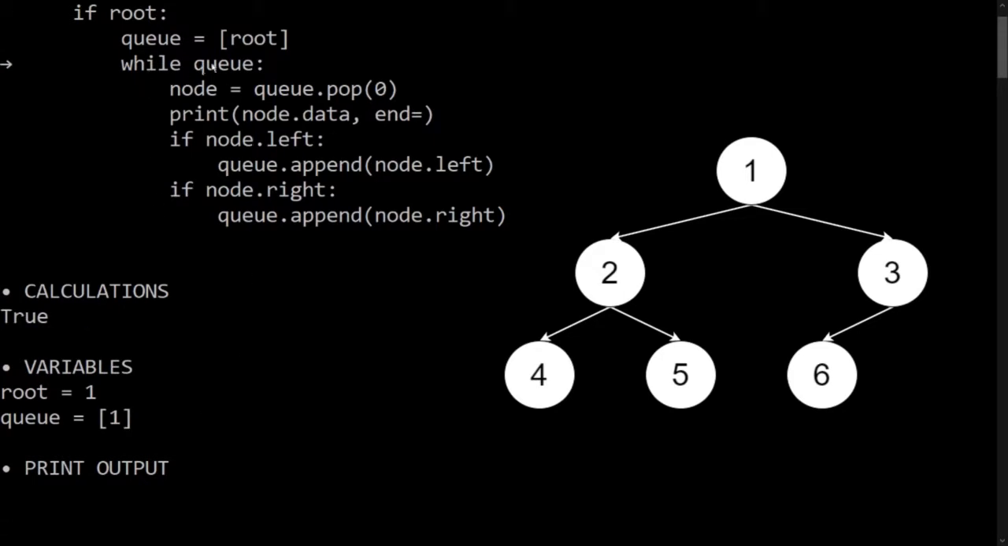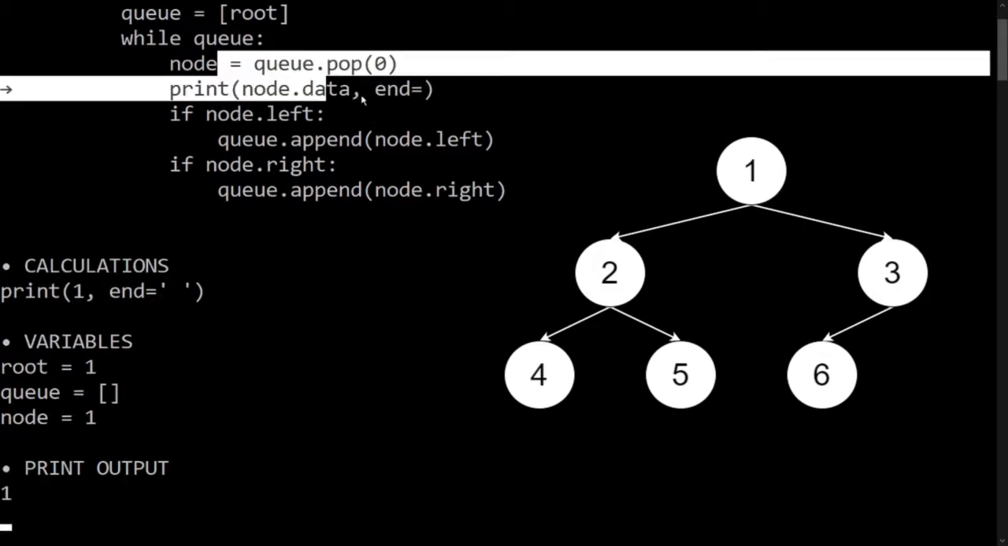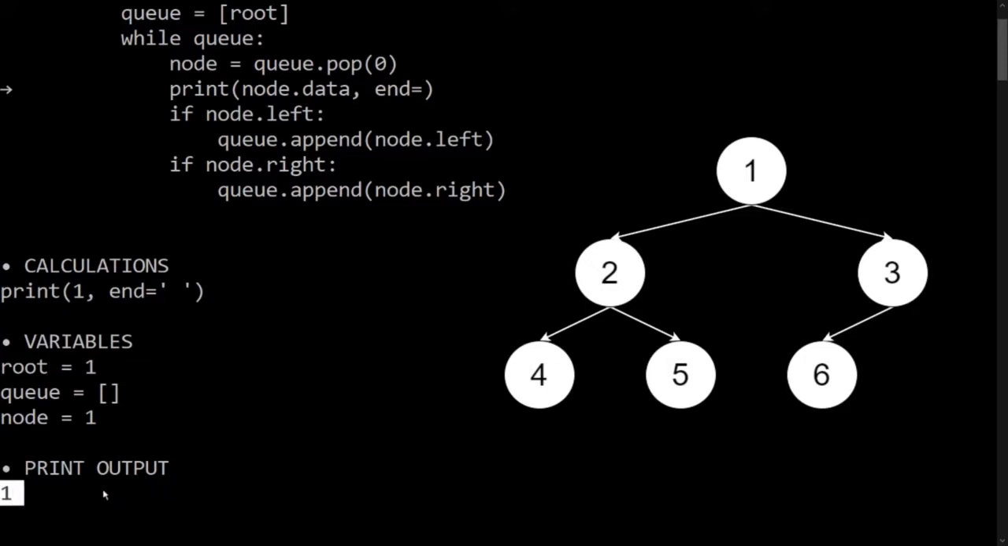Now it will check if the queue is not empty. It is not empty because it contains one element. So this becomes true. It enters the while loop. Now it will pop out the first element. So this is the previous queue. It will pop the first element from the queue. That is, node will have a value of 1. That is, node 1 will be present in node, and after this execution the queue will become empty because we are popping the first element. It will print node.data in the print output section.